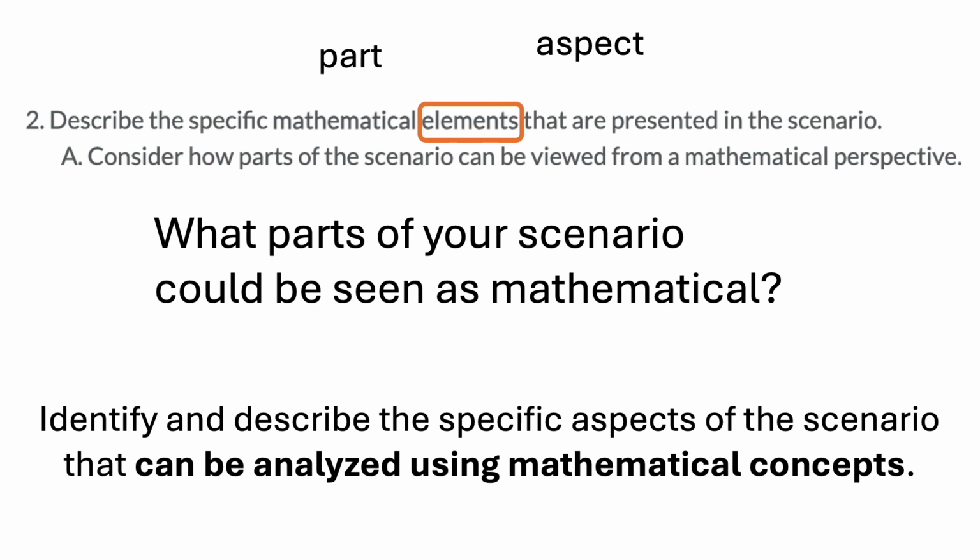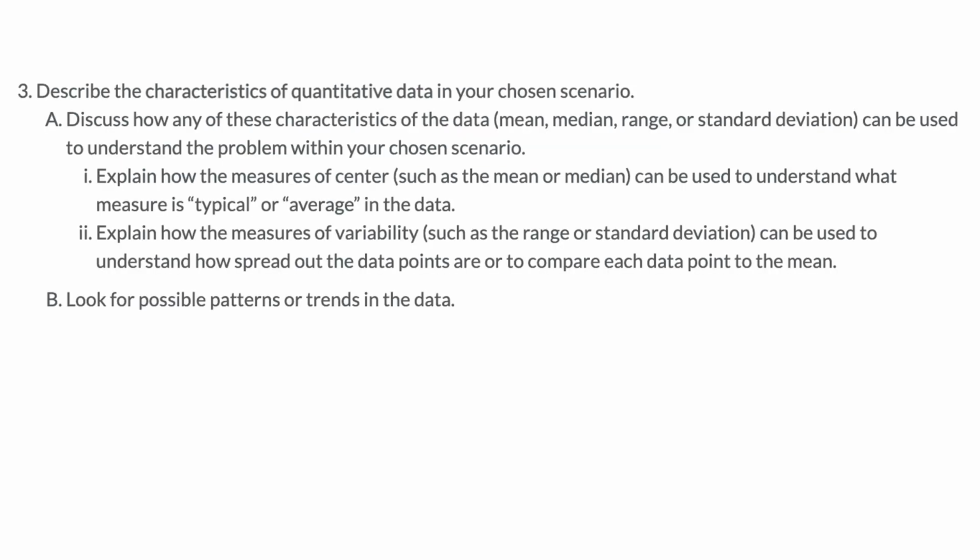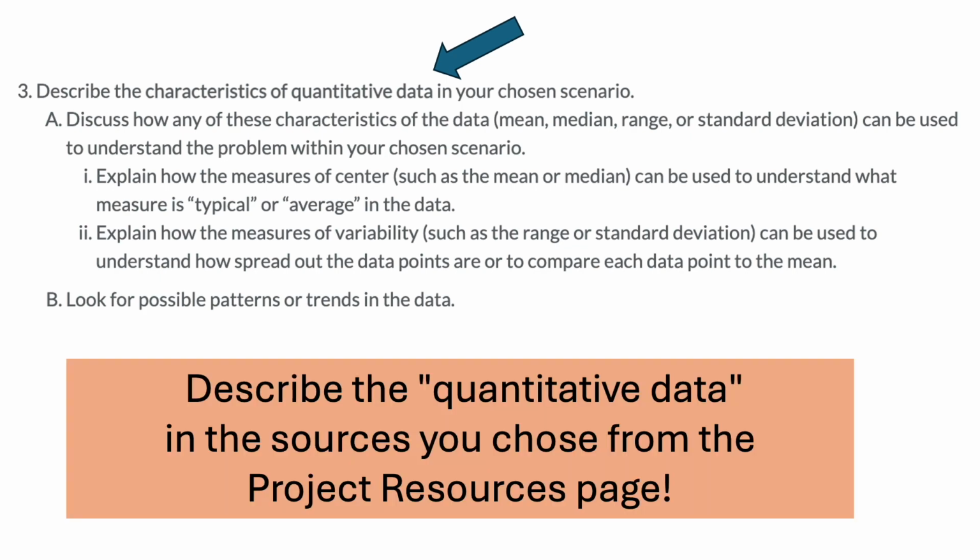All right, let's look at number 3, which says to describe the characteristics of quantitative data in your chosen scenario. Well, what data is this? It's the data from your selected sources. Remember that you chose at least 3 sources from the project resources folder. This part of the assignment focuses on that data.